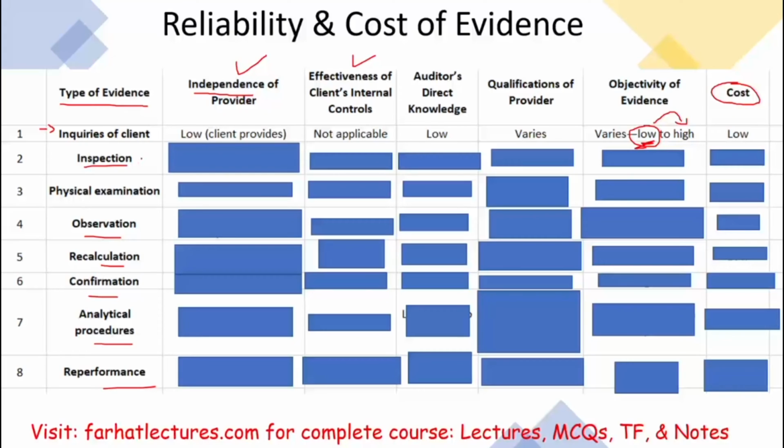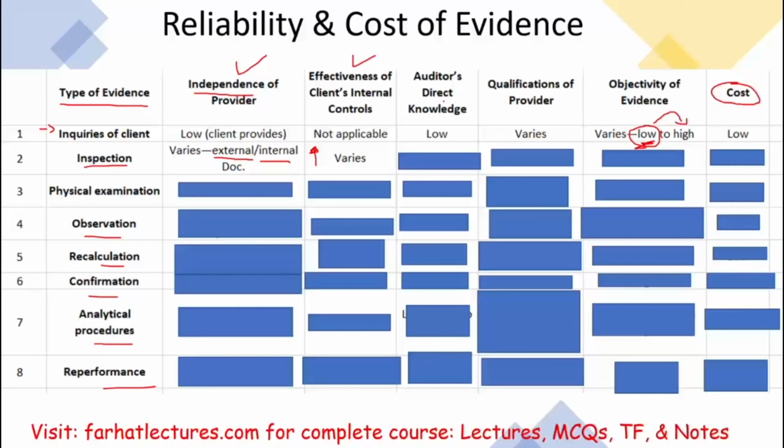Inspection, which is, remember when we said inspection, we said inspection of physical documents. Well, independence of providers, it all depends whether the documents that we are inspecting are external or internal. If it's external, it has a higher level of confidence than an internal document. How about effectiveness of internal control? Would it affect the inspection of documents? Absolutely. If the documents are generated from a good internal control, then we have more trust in that document versus weak internal control.